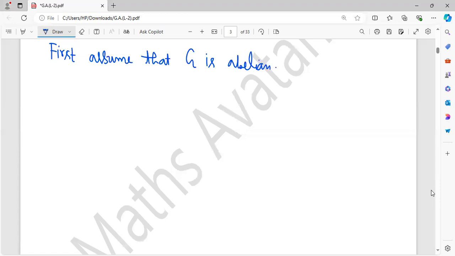Okay. So we have assumed that G is abelian. We have to show that F is an automorphism. It means the map A goes to A inverse is an automorphism. We know already that F is one-one and onto. We need to show that it is a homomorphism only. G is abelian.